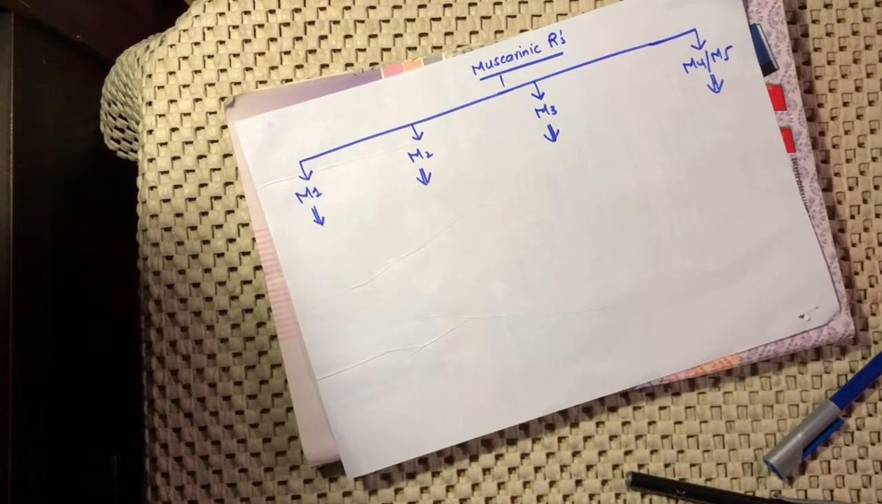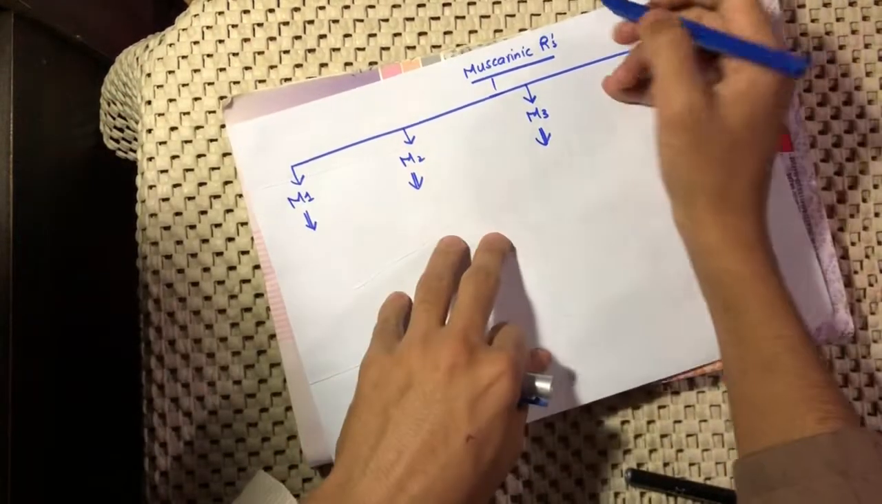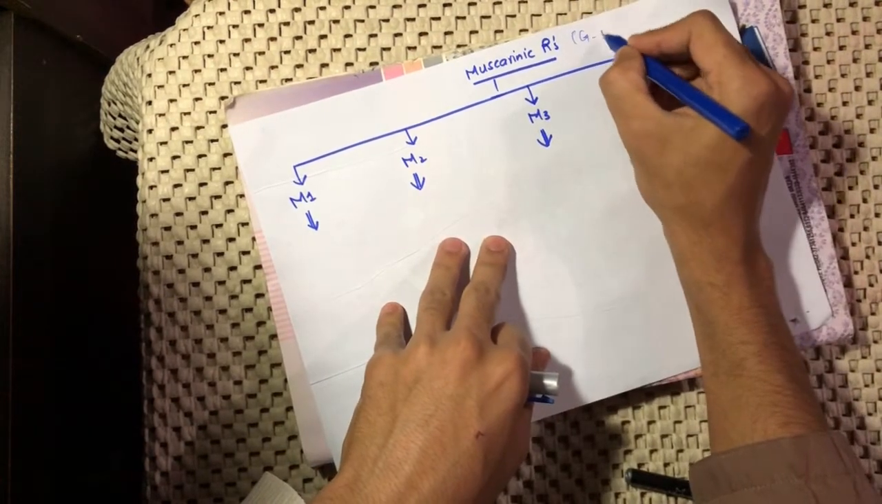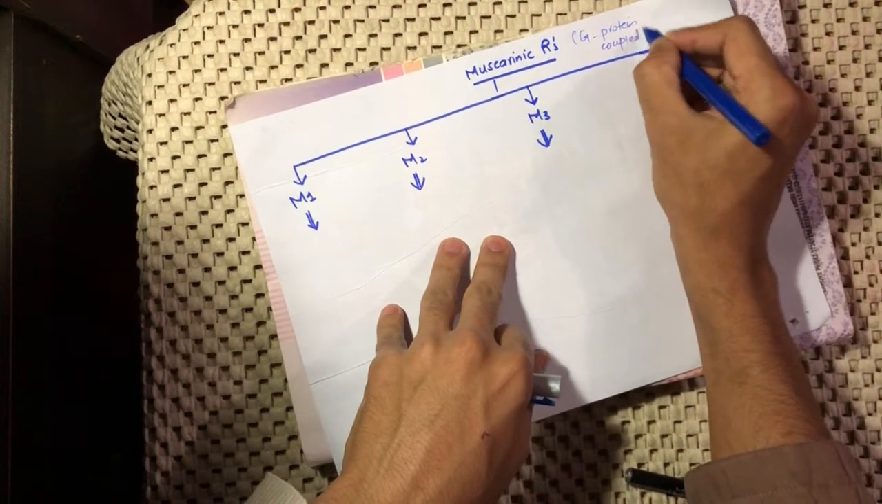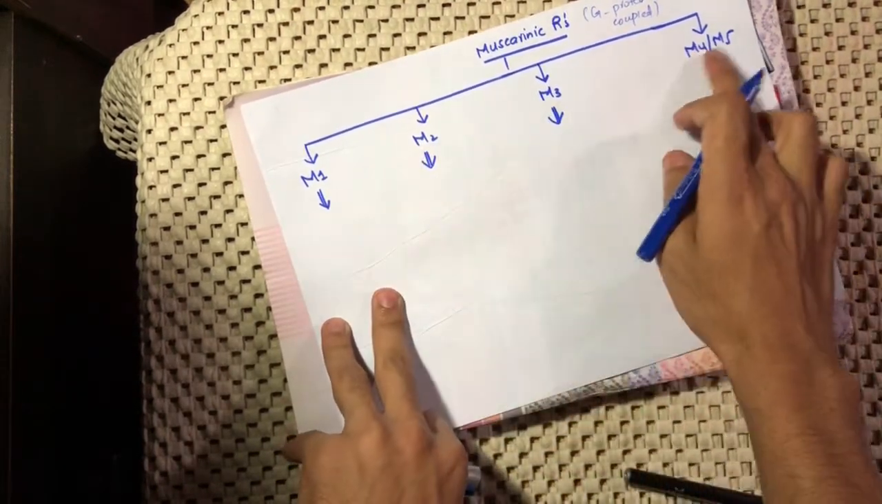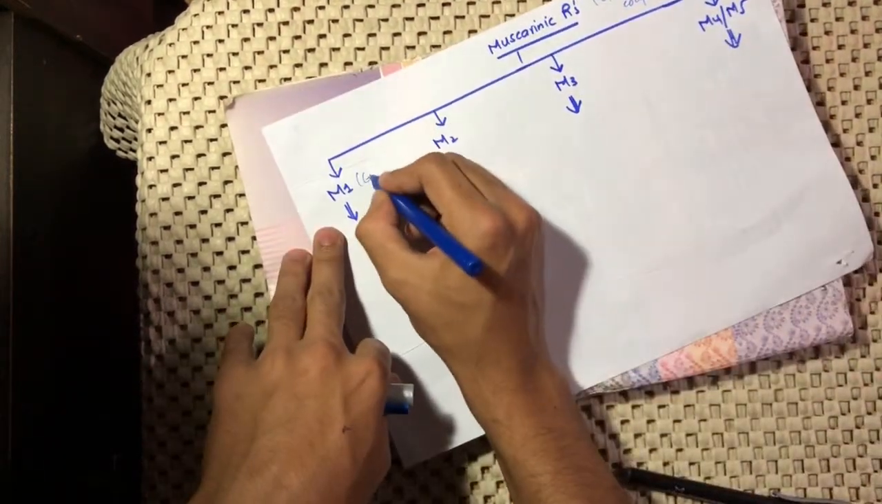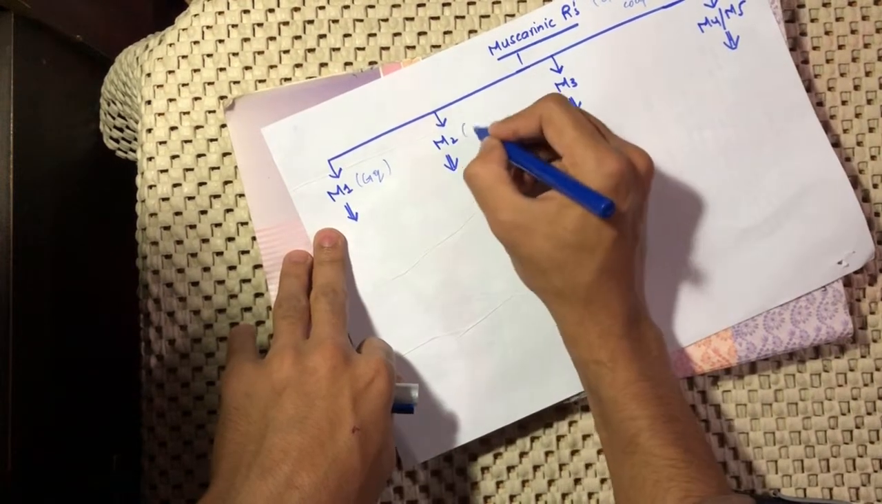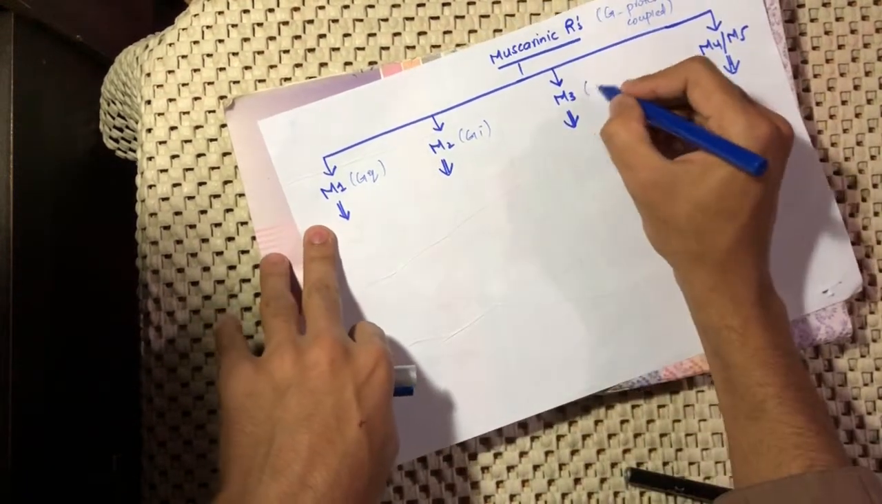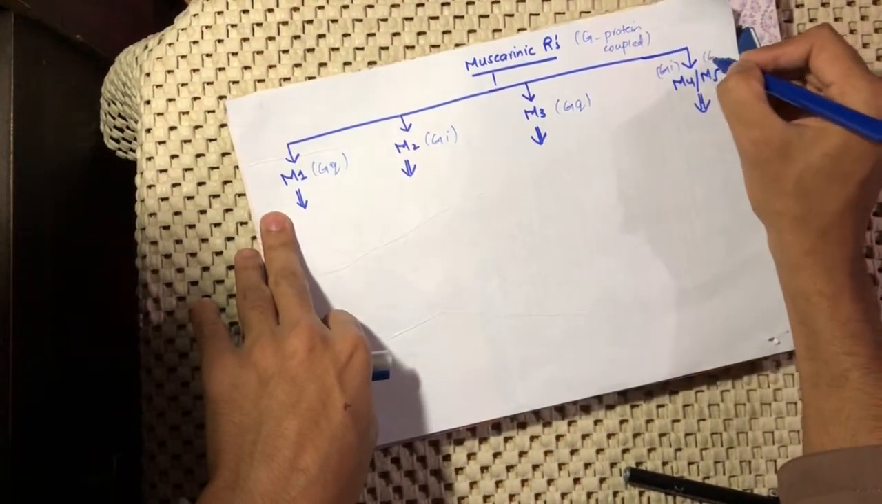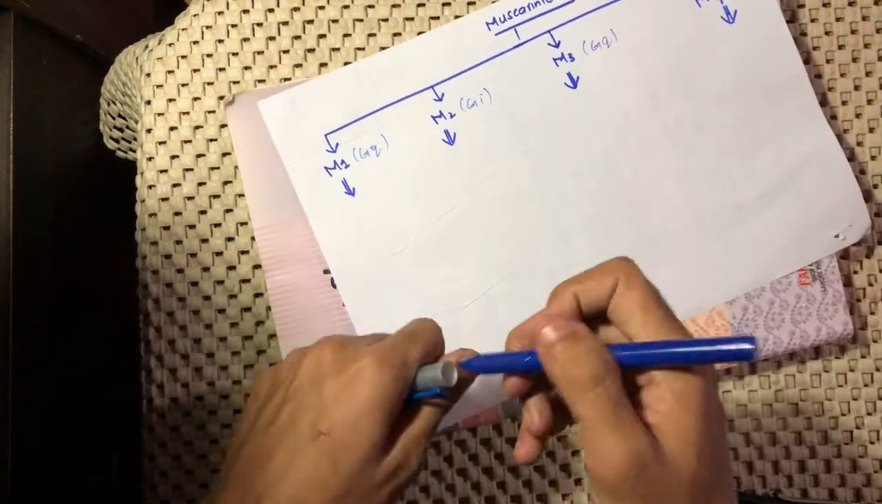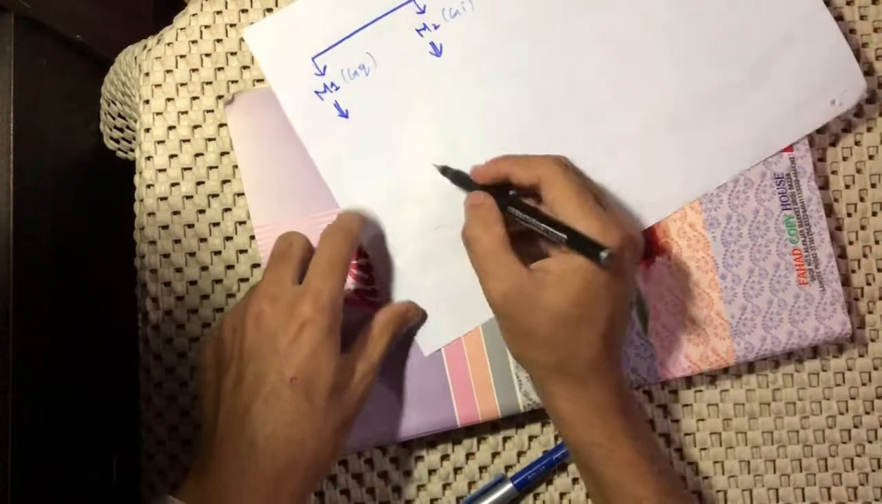Okay guys, we will talk about the muscarinic receptors. Muscarinic receptors, you should remember these are all G protein coupled receptors: M1, M2, M3, M4 and M5. M1 is Gq coupled, M2 is Gi coupled, M3 is also Gq coupled, M4 is Gi coupled and M5 is also a Gq coupled receptor as well.